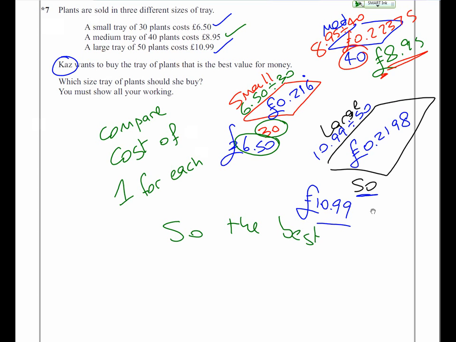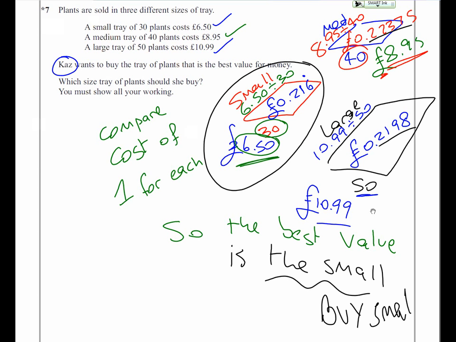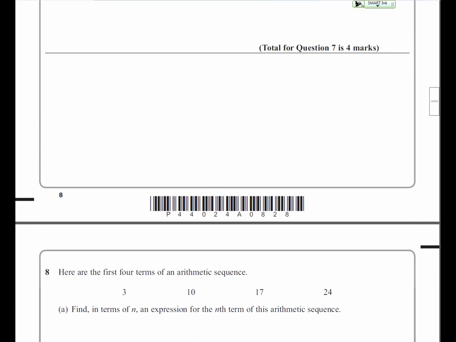Best value. I don't mean cheapest, best value, because obviously the cheapest is that, but you don't get as many. You want to get best value for money. As it happens though, the small one, surprisingly, usually you get better value the more you buy, is actually the best value, because per one you're only paying around 21.7 pence. Okay, best value is the small. Because that's the smallest number. Smaller than that, smaller than that. So buy small. Done. Clear the ink.